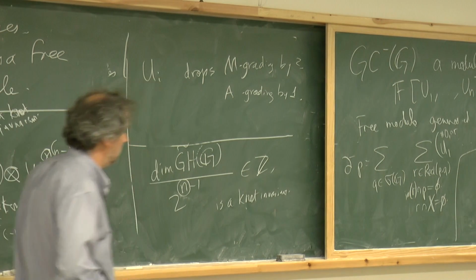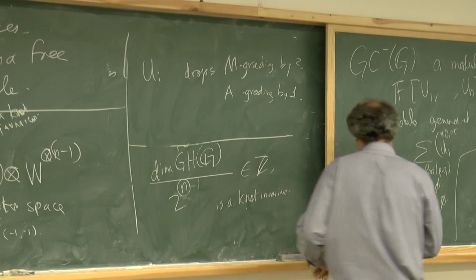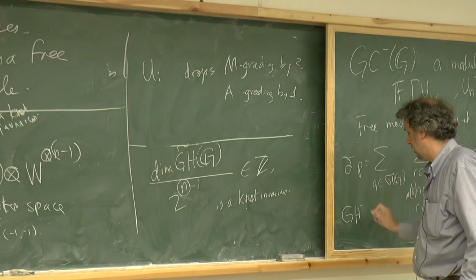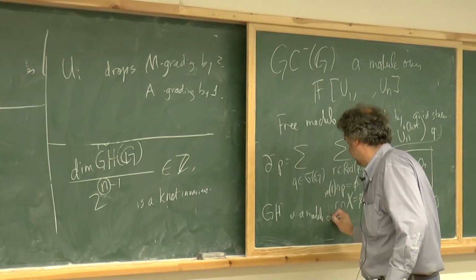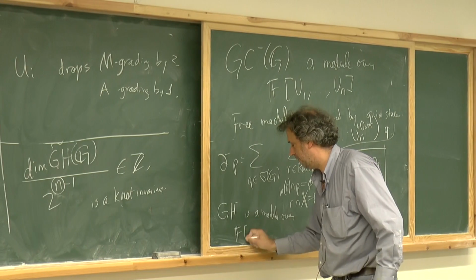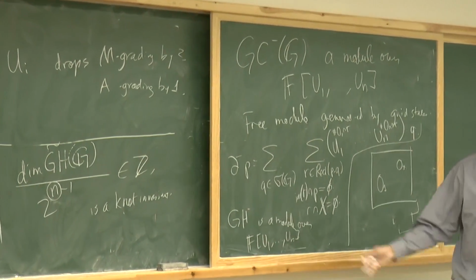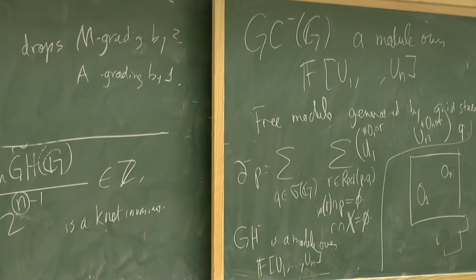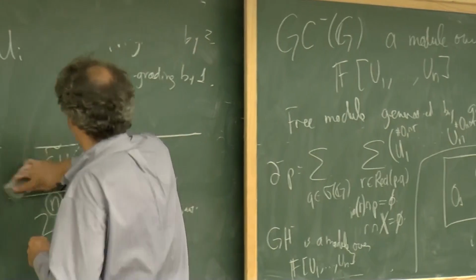So these are the properties. So now the homology of this complex is a module over F[U_1, ..., U_n]. And you're immediately supposed to say, well, then how on earth can it possibly be independent of n? But the answer is the following.